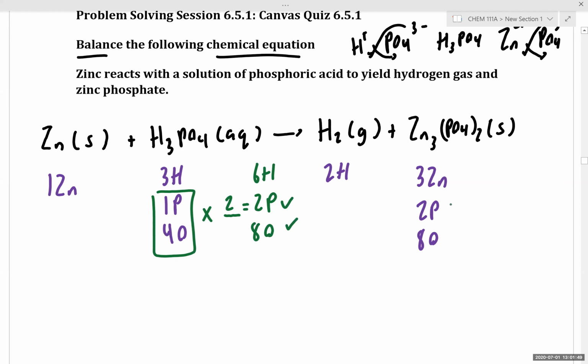Okay, so phosphorus and oxygen are balanced. Now the question becomes, for zinc, we have 3 zinc atoms on the right and 1 on the left. 1 times what would give us 3 zinc atoms on the right? What coefficient should we put in front of zinc?